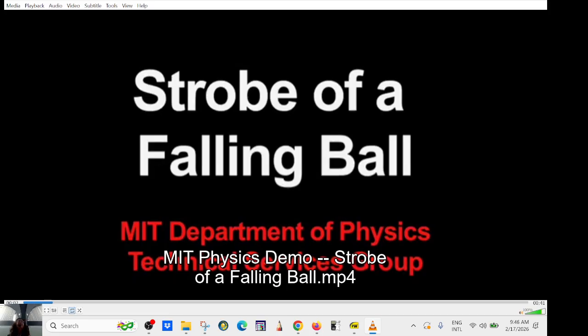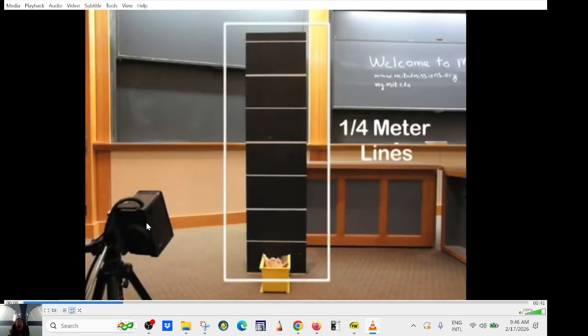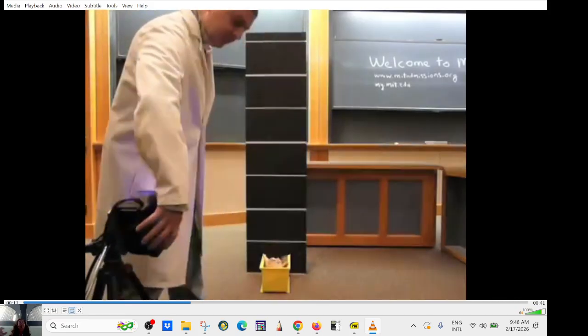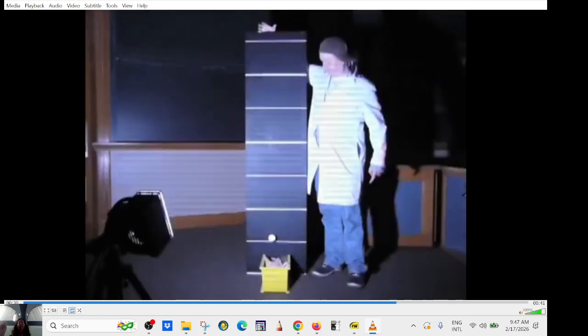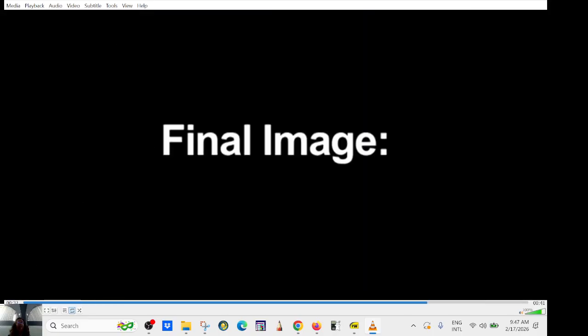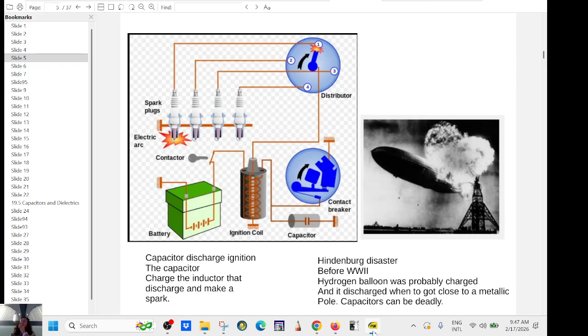So that's one application of the capacitor. That was in the 1930s. You have a very high intensity flash over a very small amount of time because the capacitor discharges in a small amount of time. If you buy a disposable camera, you have those flashes, the same idea, stroboscope. Flash, flash, flash. It's very cool because you can see the free fall. So lots of applications.